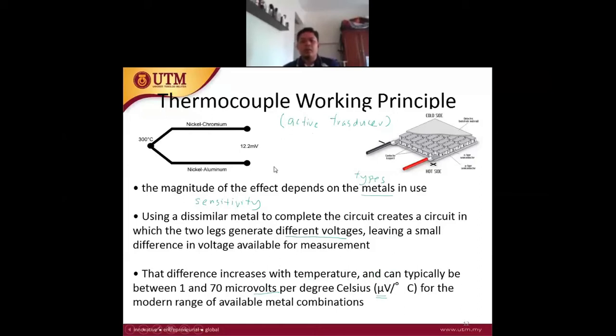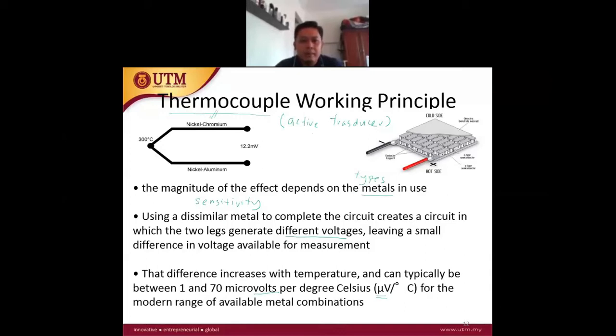So normally to operate a thermocouple, we need a signal conditioning circuit, where we have to amplify the output before we can get a meaningful reading. Otherwise, the output signal is very small, and sometimes we cannot get a good measurement due to the small output mixed with noise. So remember in the past lecture we have discussed noise.